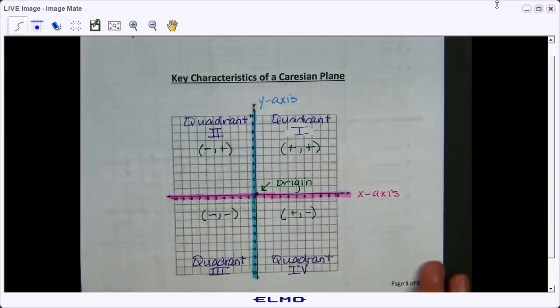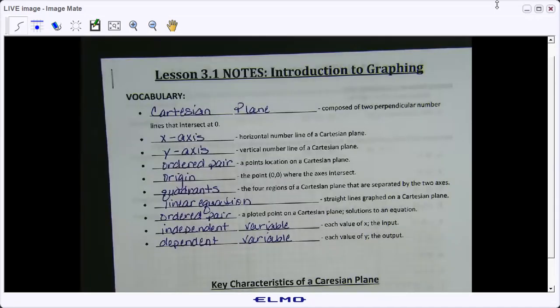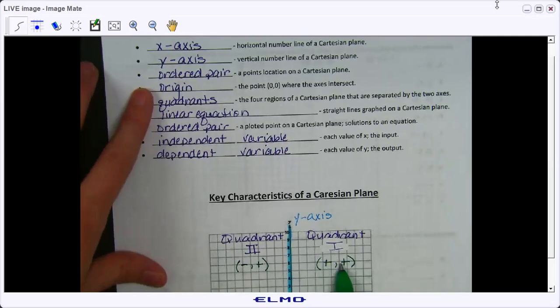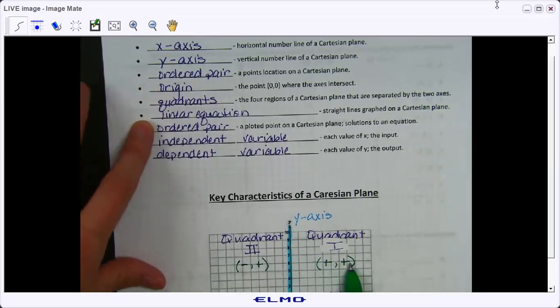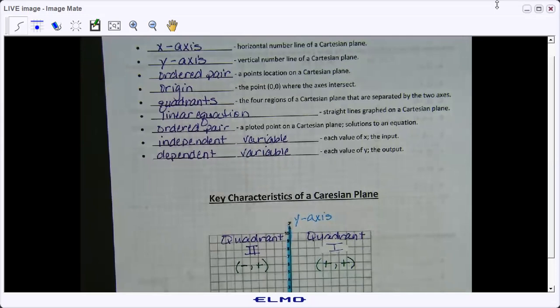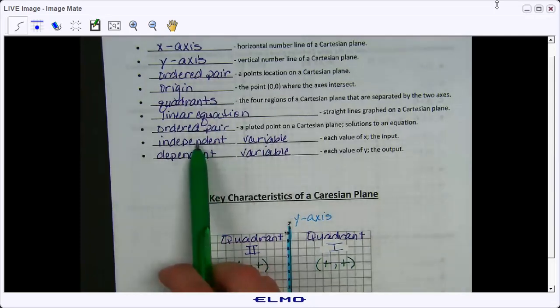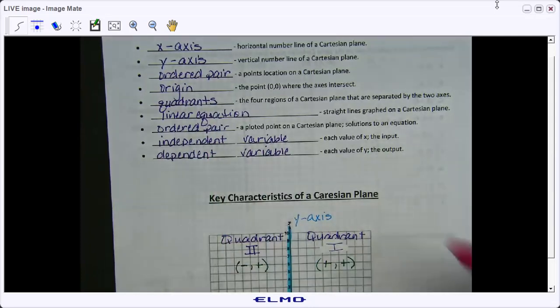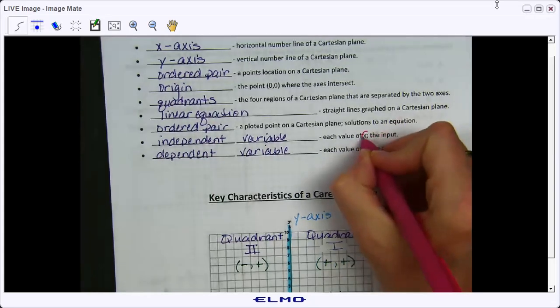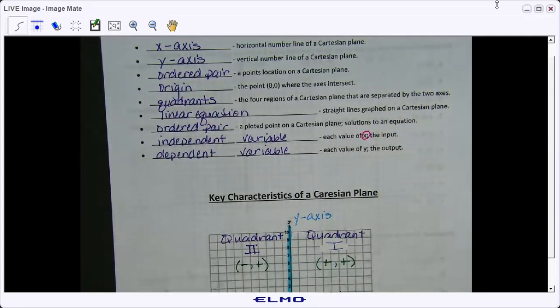Now some of the terms that we did not cover: the ordered pair is your x and y value on your graph. When you graph a line and it is straight and the slope is the same throughout the line, that is a linear equation. Your independent variable is your x value right here, and the dependent variable is your y value. That will become important when we start graphing real world problems.